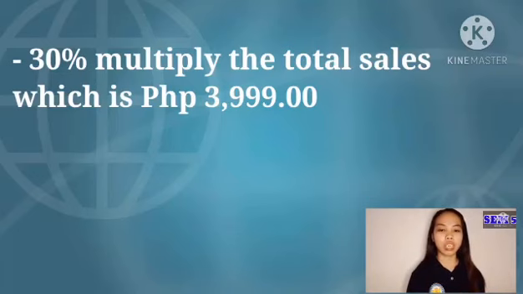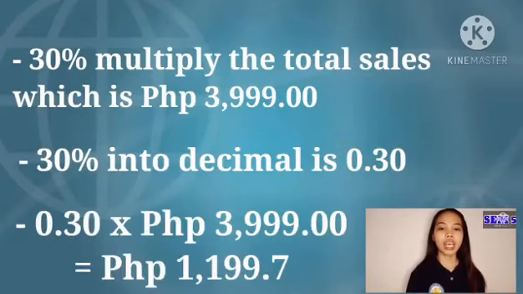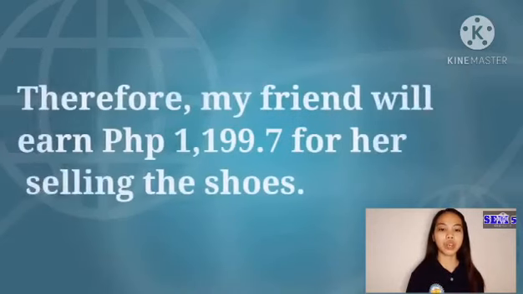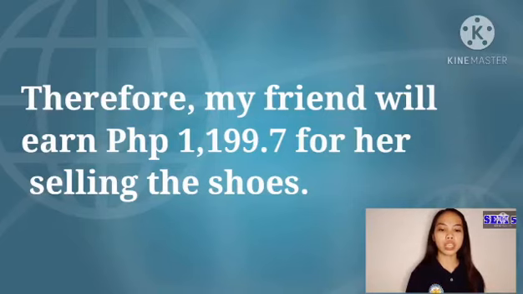3,999 pesos. To change 30% into decimal, we will have 0.30. And to solve the profit, 0.30 times 3,999 pesos equals 1,199.7. Therefore, my friend will earn 1,199.7 for selling the shoes.